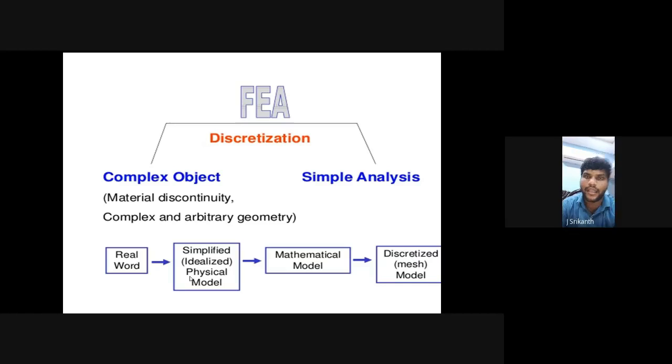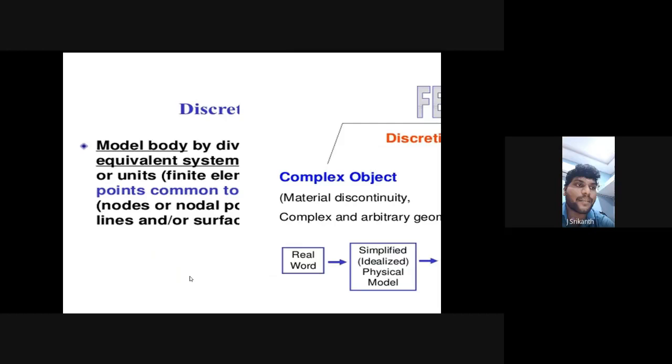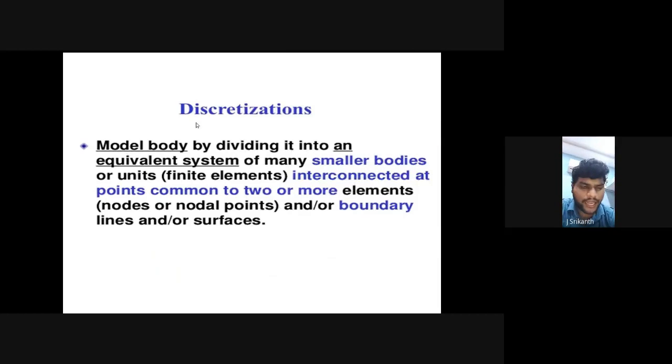It's clear. Okay, that is the meaning of discretization. Once again, the definition of discretization is 99% a shortest question in unit number 1. What is the meaning of discretization? Any type of model body, complex structure or complex region is divided into an equivalent system.